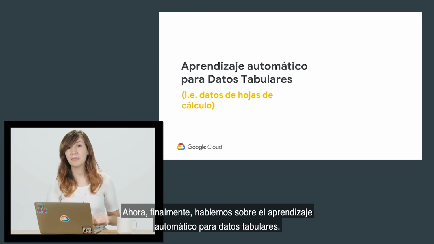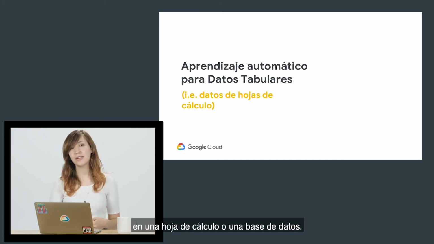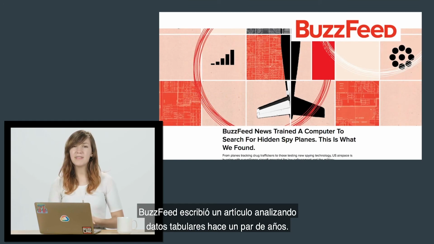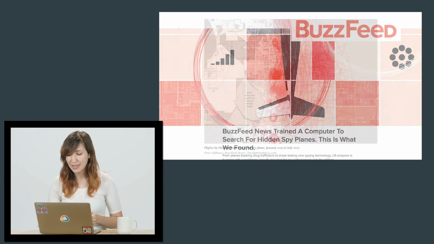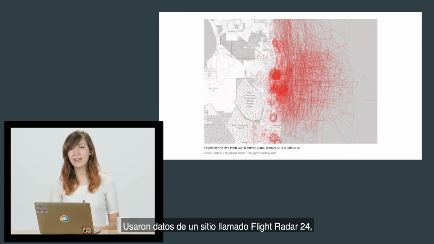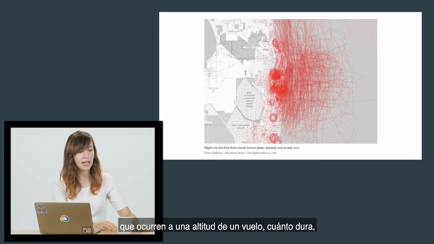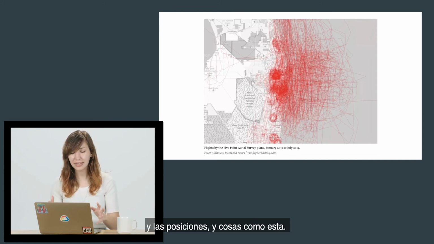Now finally, let's talk about machine learning for tabular data. This is just the sort of data that you would find in a spreadsheet or a database, numbers, categories, things like this. So BuzzFeed wrote a piece analyzing tabular data a couple years ago. It was a really interesting piece where they wanted to be able to identify hidden spy planes. So they used data from a site called Flight Radar 24, which has all sorts of information on all flights that occur, like a flight's altitude and how long it lasts and the positions and stuff like this. All this information about flights.